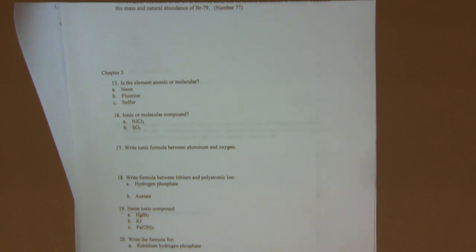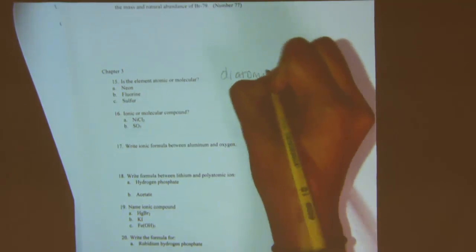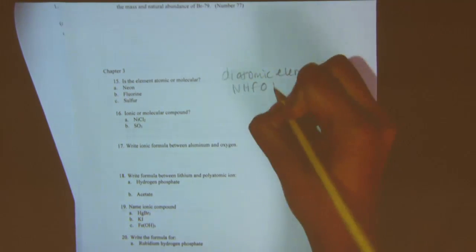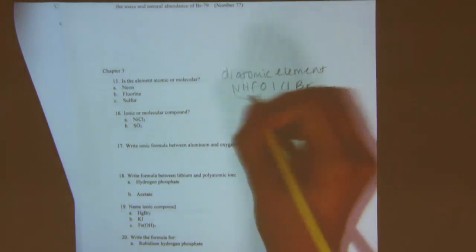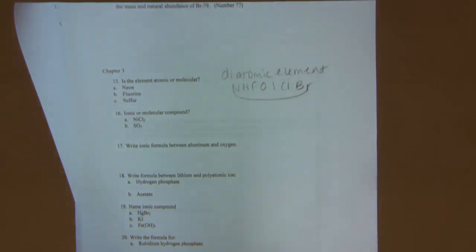Neon. Atomic or molecular? What do you guys think? What is the difference between atomic and molecular? Atomic would be 1, while molecular would be more than 1. Molecular would involve diatomic elements and polyatomic elements. You just have to know the difference between those. The diatomic elements are: never have fear of ice cold beer. These 7 elements are the diatomic elements.